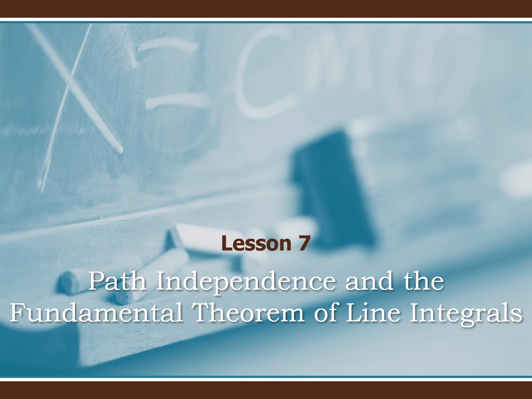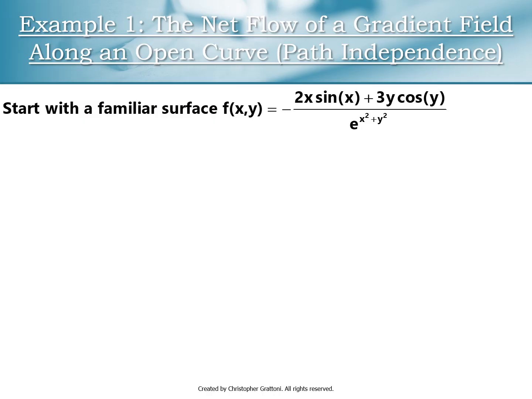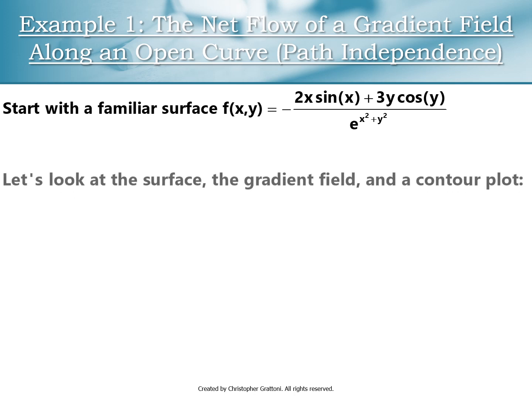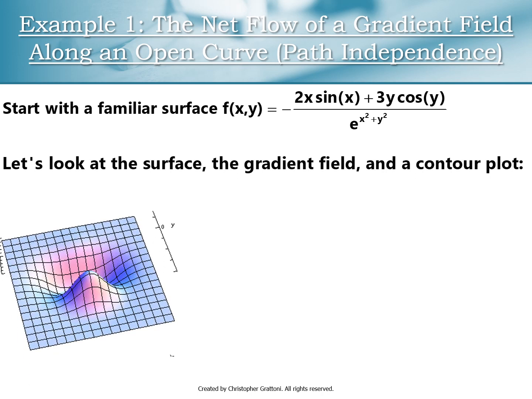In my final video for this chapter, I'm going to talk about path independence for gradient fields. All right, so we're going to start with an example that you should be fairly familiar with by now. We have f of x,y, which plots out as a surface, and you've seen this surface before. We used it for showing that the net flow of a gradient field along a closed curve is equal to 0. We're going to use this surface again to try to discover another interesting property of gradient fields.